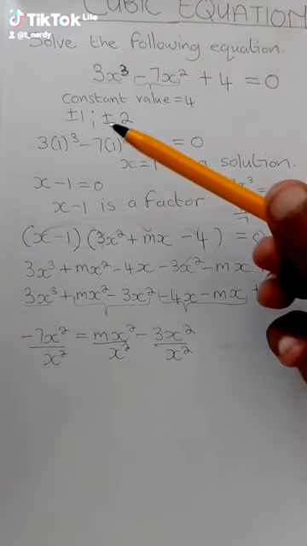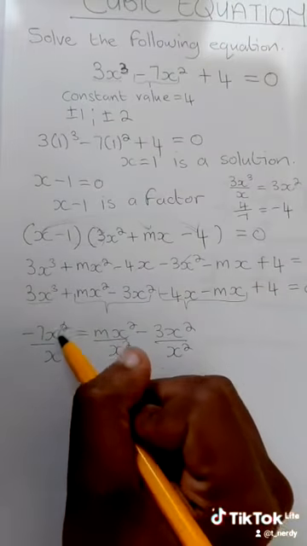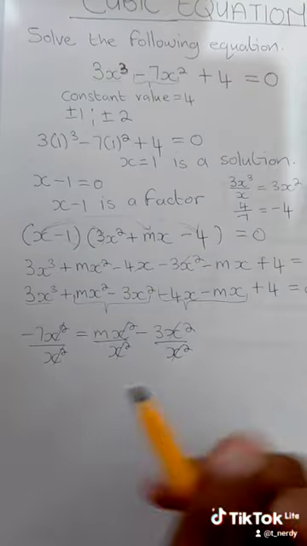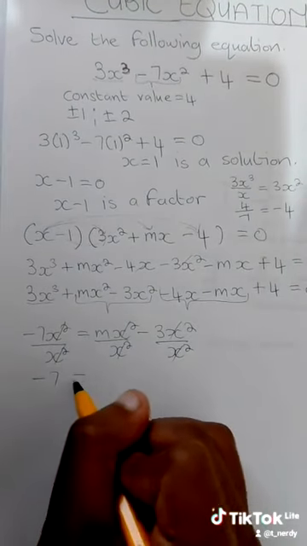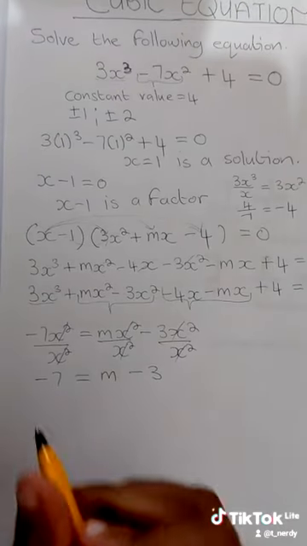So what I did, I took this term and equated it to that term here. And then you can see there, these x's cancel each other. So we're going to have minus 7m minus 3. And then from there, we can solve for m.